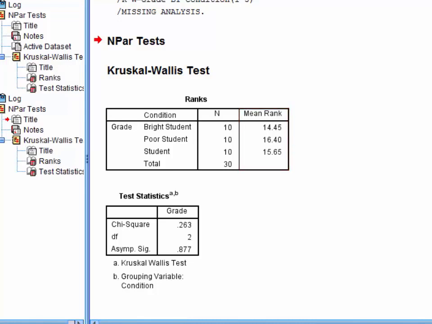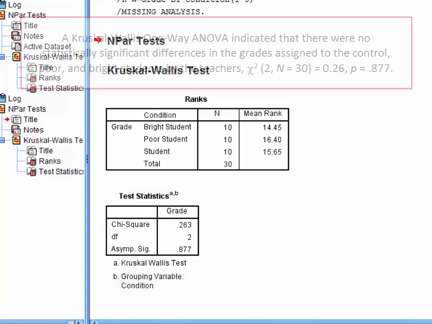In the table below, we have the information we need for the write-up. More specifically, the test statistic, which we would denote with an italicized Greek letter chi, the degrees of freedom, which is the number of conditions minus 1, and the significance level, or p-value, which is 0.877. You could write up the findings like this.